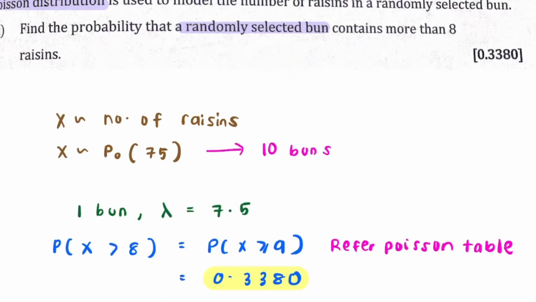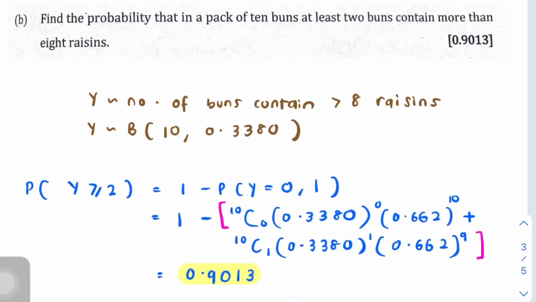And the question asks for more than 8 raisins. So in that particular bun, you want the probability that X is more than 8. Then just refer to the Poisson table, converting to the at least symbol: X is more than or equal to 9. Then you have the answer, 0.3380.